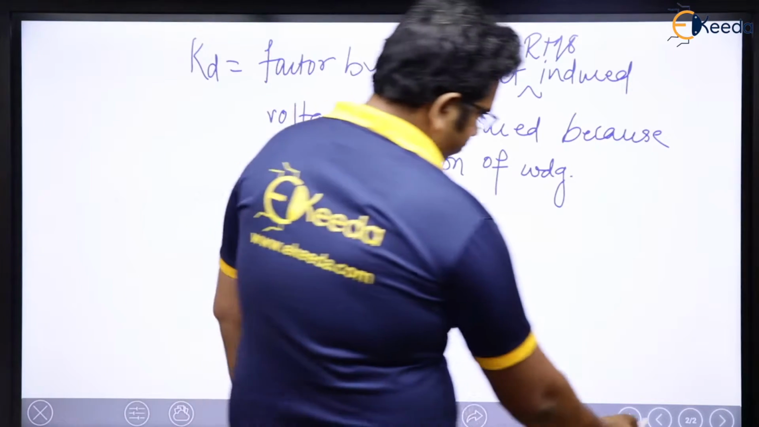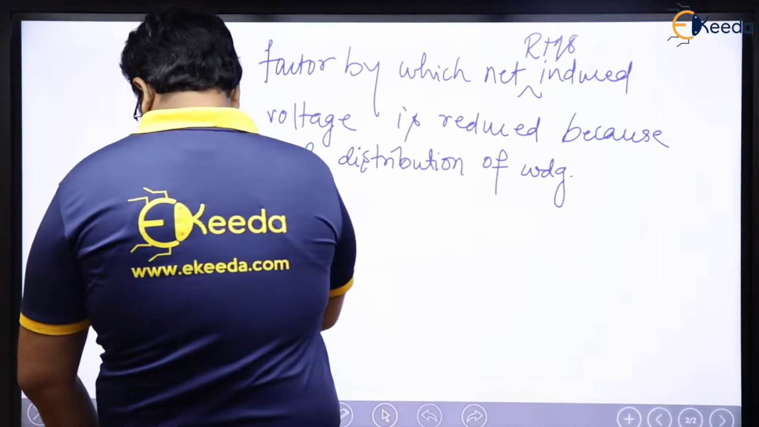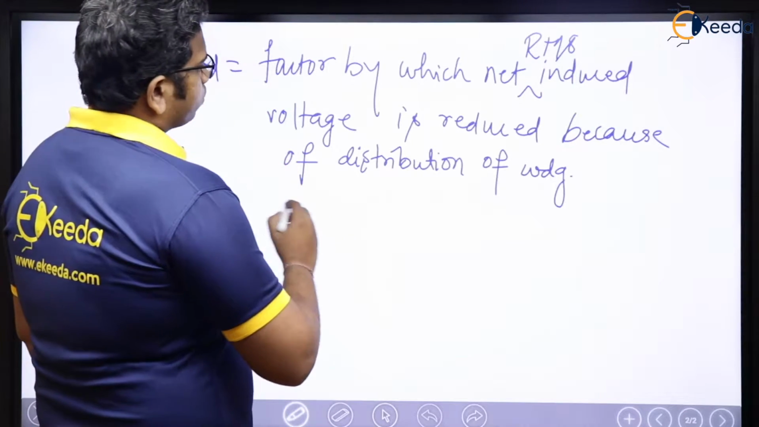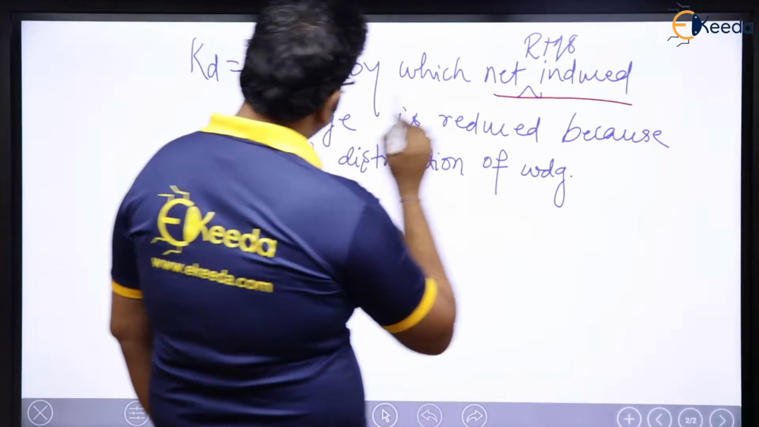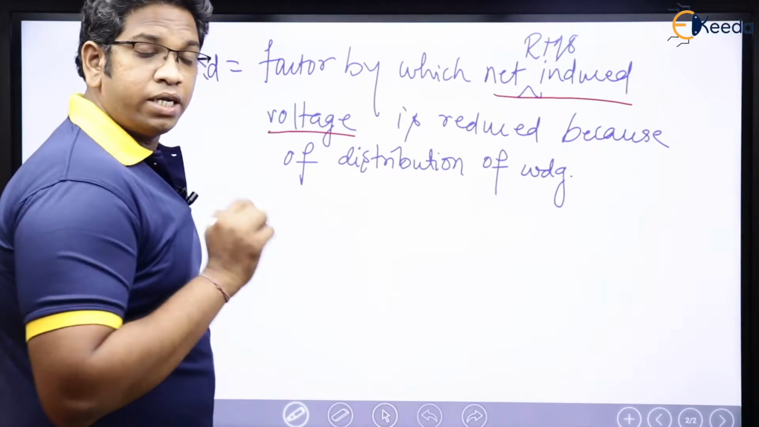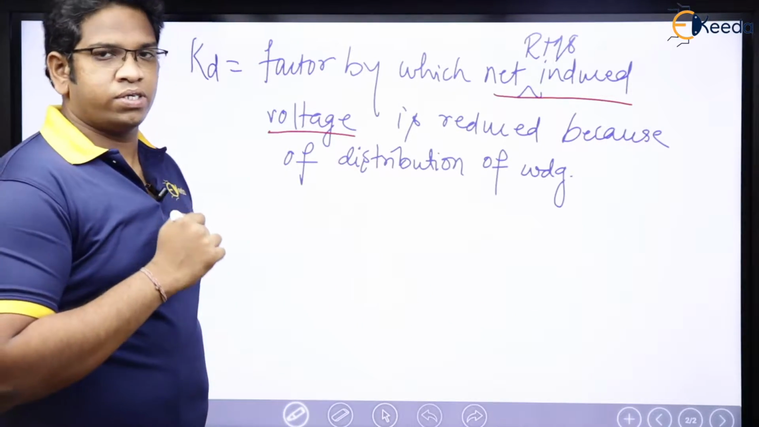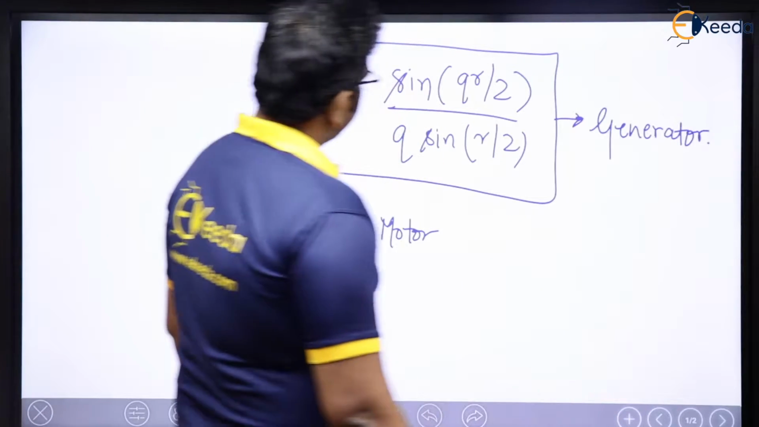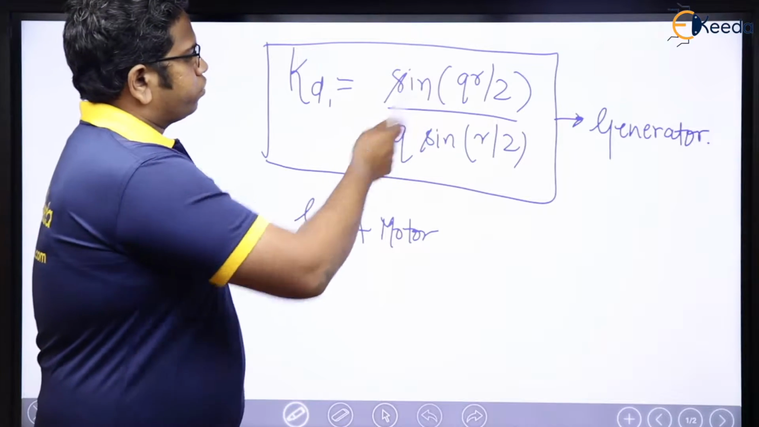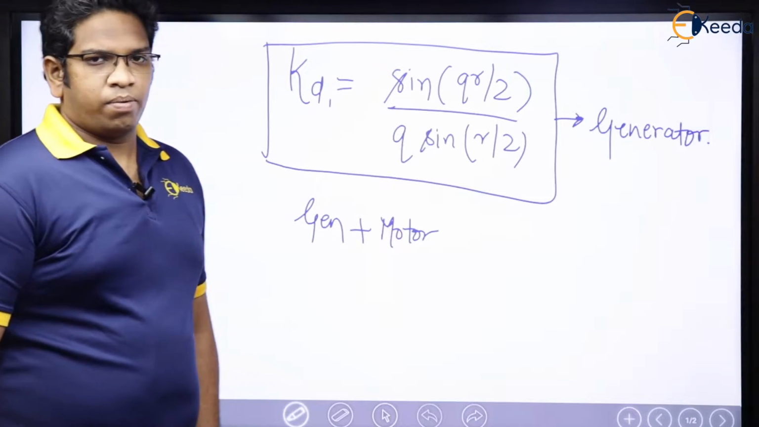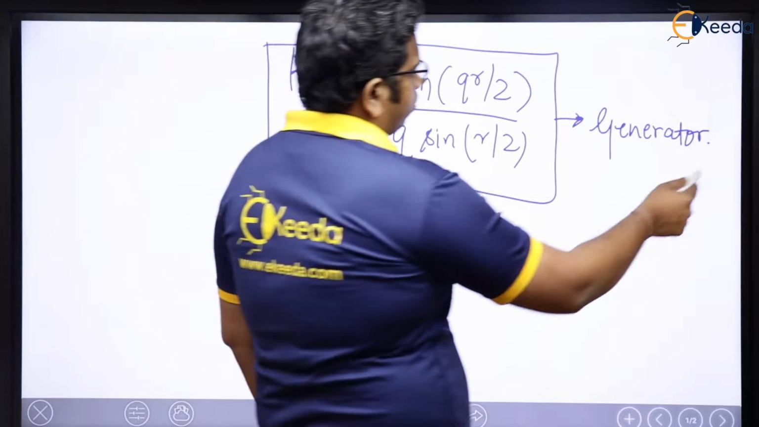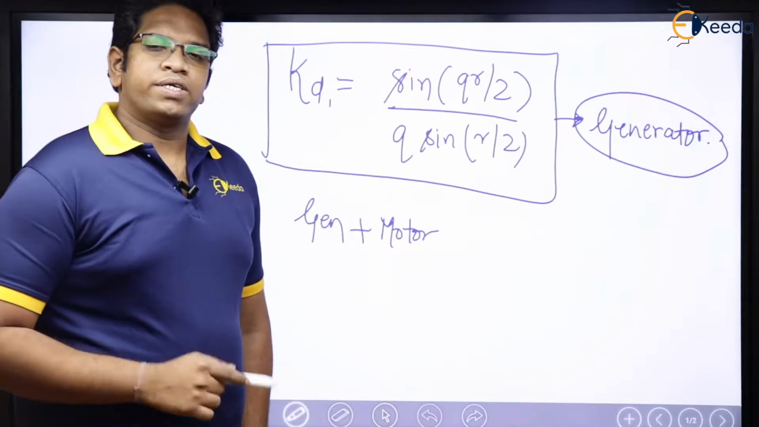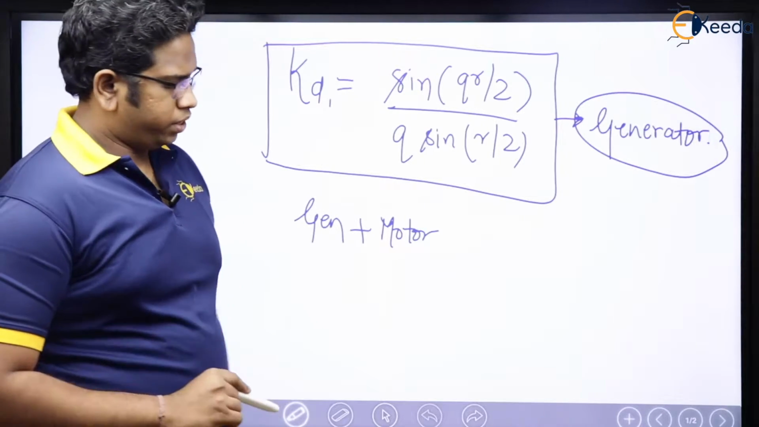But now see here. Here, we are only talking about the net induced RMS voltage. That is the reason that particular equation which we had, KD equal to sin(Qγ/2) upon Q sin(γ/2), is only valid for generator. Now, what will happen in case of motor, sir? Let us see.